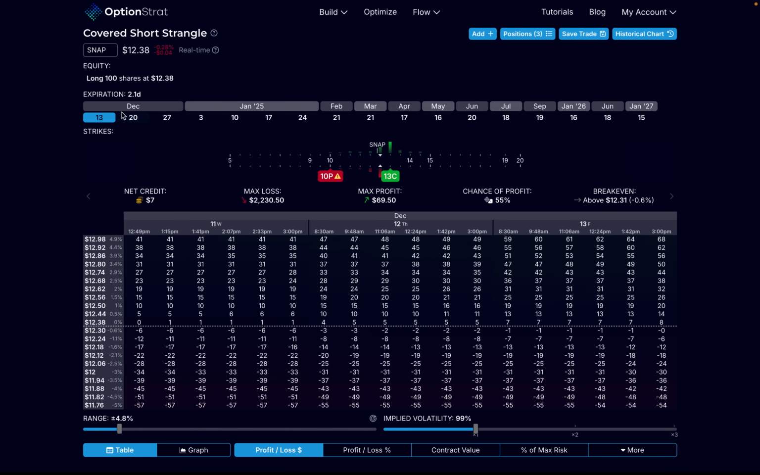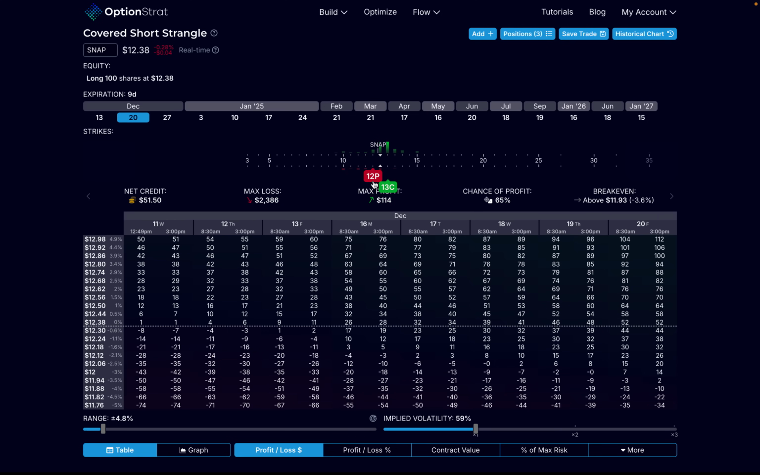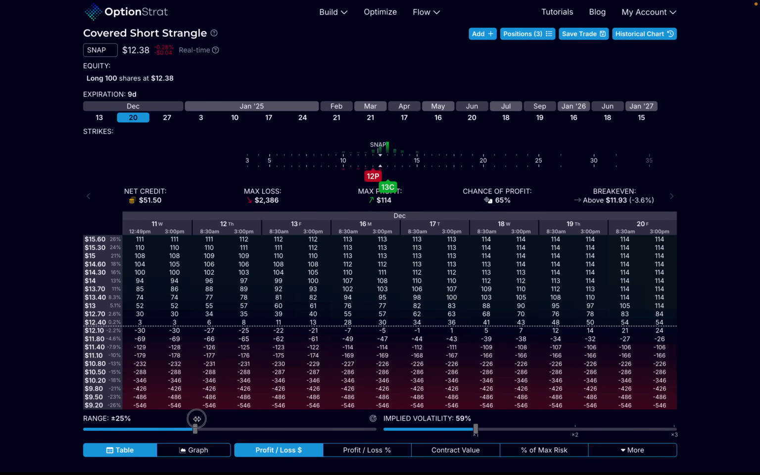And let me actually select our expiration date here. I selected December 20th for today's video. So let me go to that expiration. And then again, we would not mind buying more shares if the price goes down a little bit. So let's say, just for today's example, at the $12 strike. And so this is what we get then. So we're selling a covered call, we're selling a cash secured put, both at the same time.